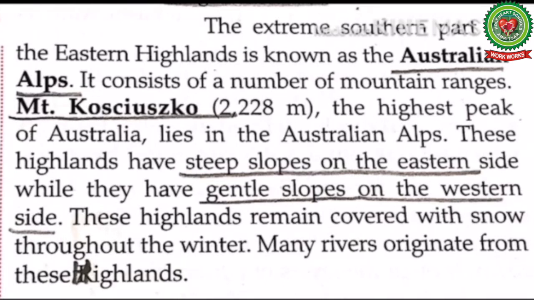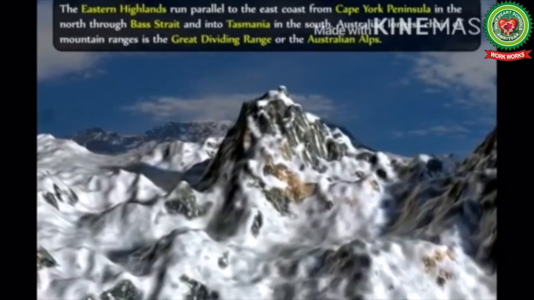By the word steep slopes, we mean having a sharp rise or vertical slope, or we can say in a steep slope the angle of inclination is greater than the gentle slope. These highlands remain covered with snow throughout the winter. Many rivers originate from these highlands.